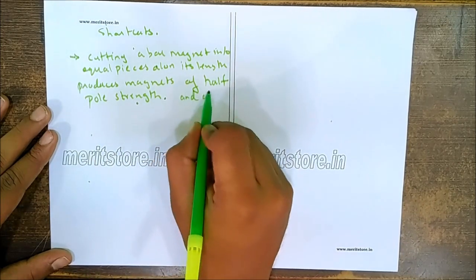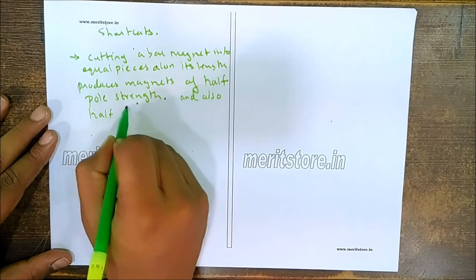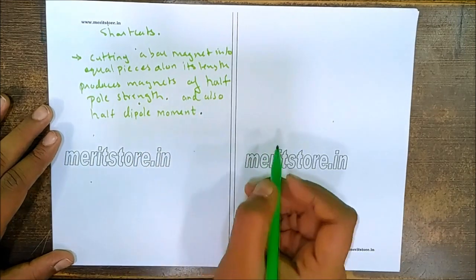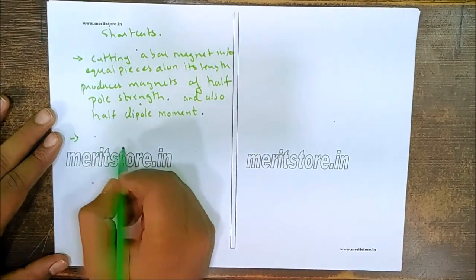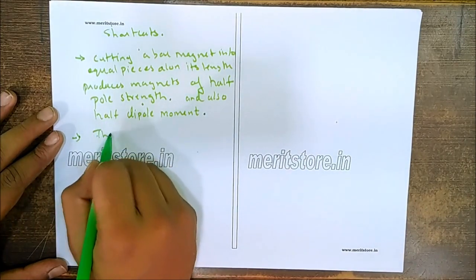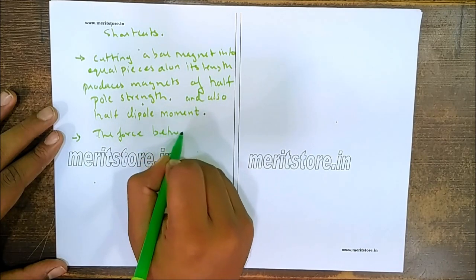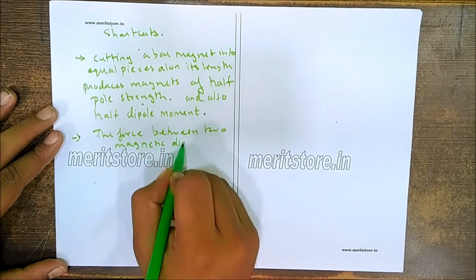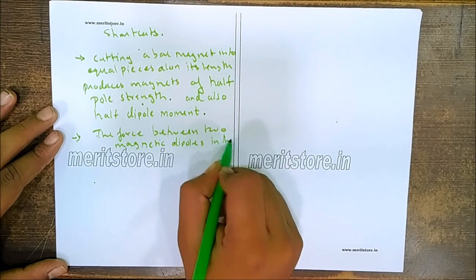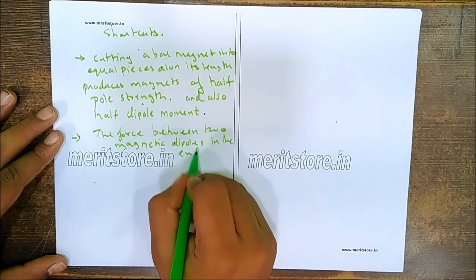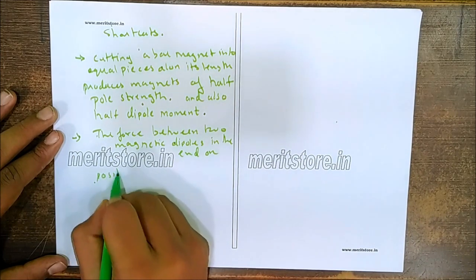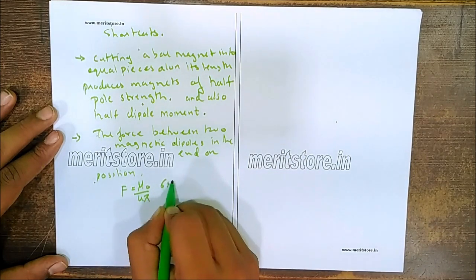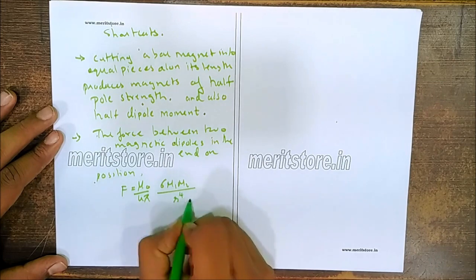And also half dipole moment. Alright. The force between two magnetic dipoles in the end-on position will be given as F is equal to mu naught upon 4 pi times 6 m1 m2 upon r to the power 4.